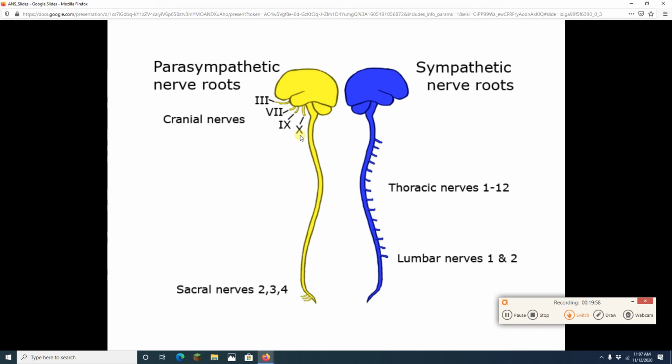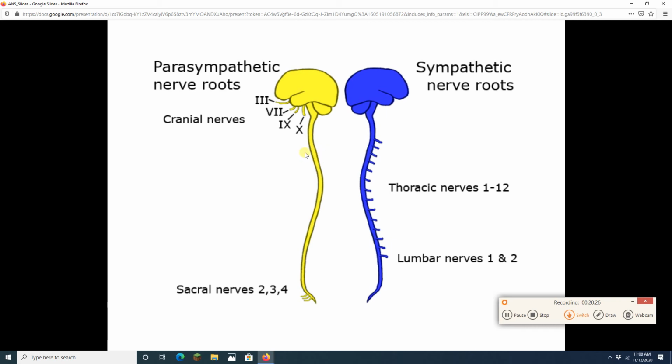Anybody remember what these are? Number 3 starts with an O. It is the oculomotor. Number 7 starts with an F. It's facial. 9 starts with a G. Glossopharyngeal. 10 starts with a V. It's vagus. So 3, 7, 9, and 10. What's a good way to remember that? I don't know.